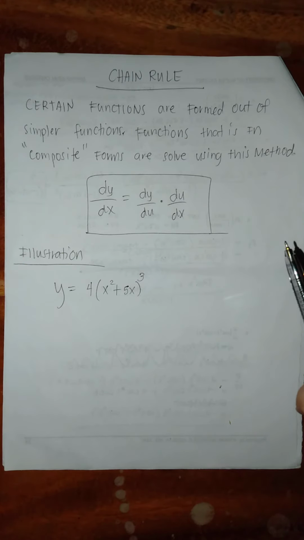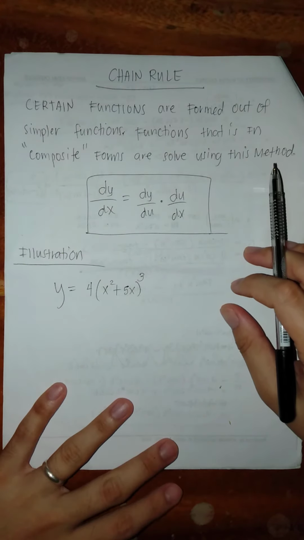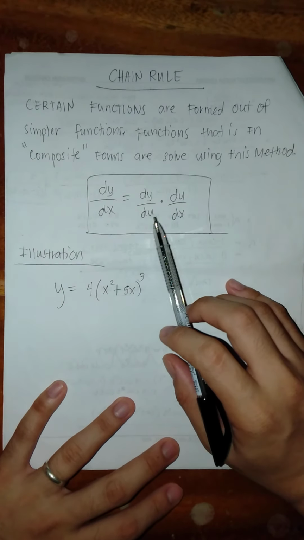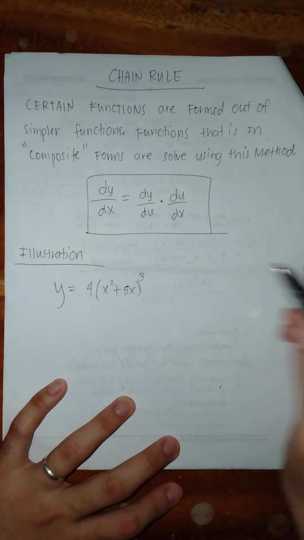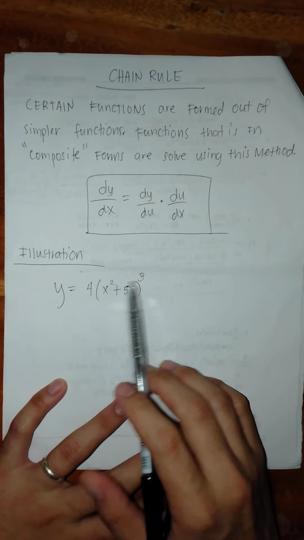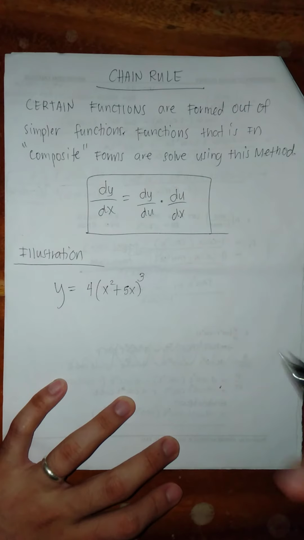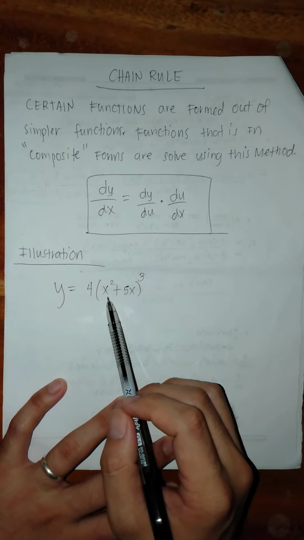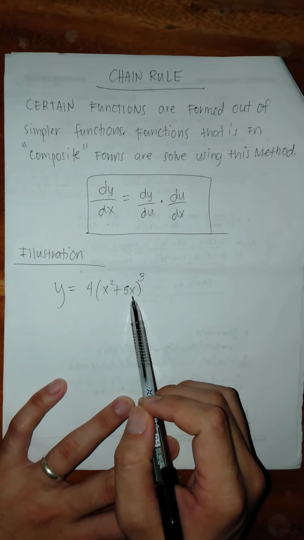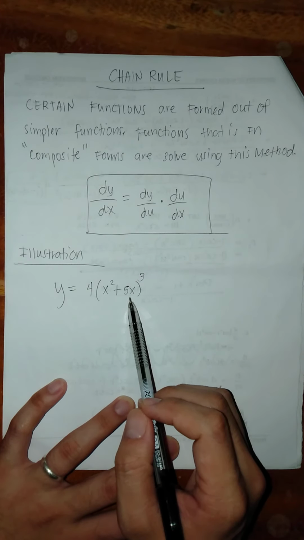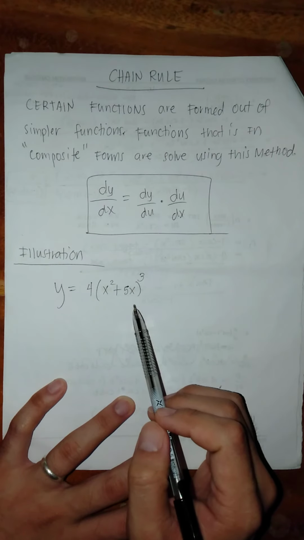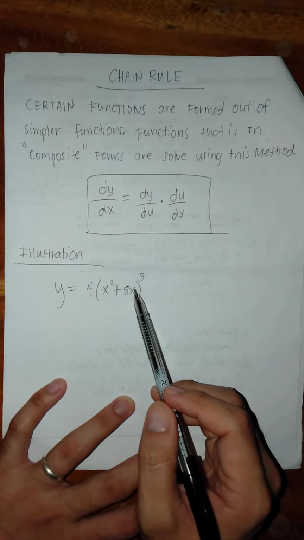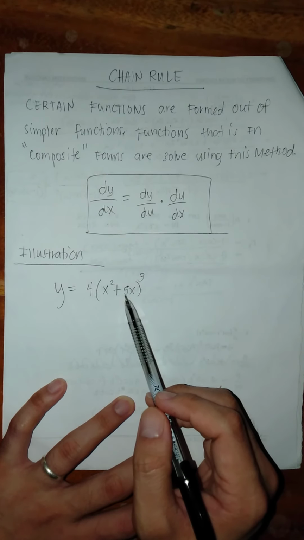To illustrate how it works, hanapin natin itong mga to. Ano ba yung dy over du? Ano ba yung du over dx? Let's say, we have this function. Composite to, guys. Kung papansinin nyo, you have a function which is x squared plus 5x. Yun yung first function mo. And this function is under the power of third power, or naka-cube siya. That's your second function.